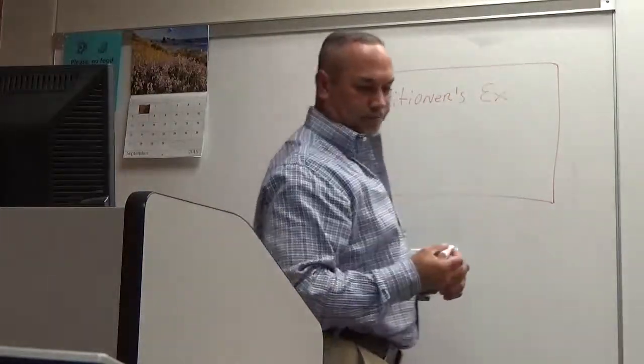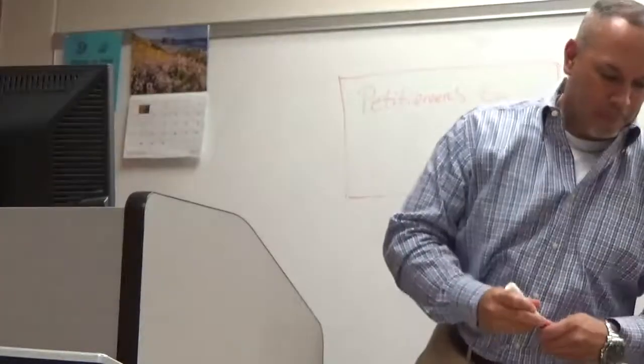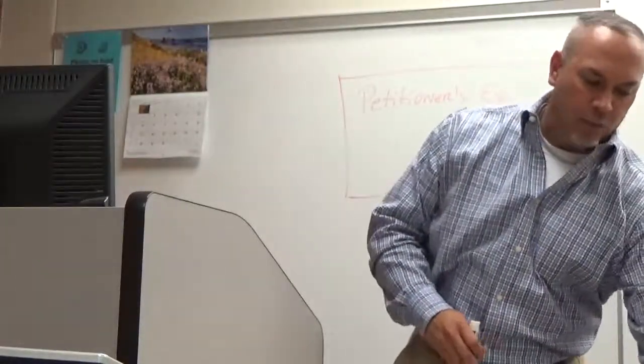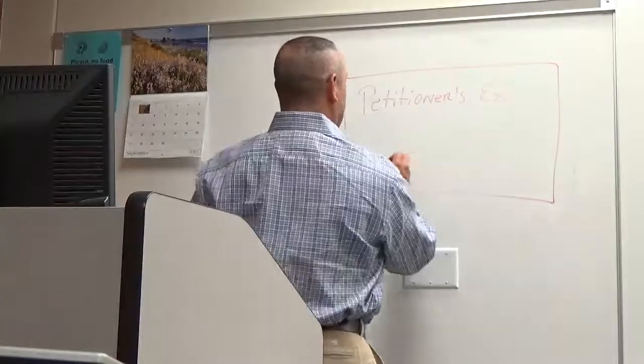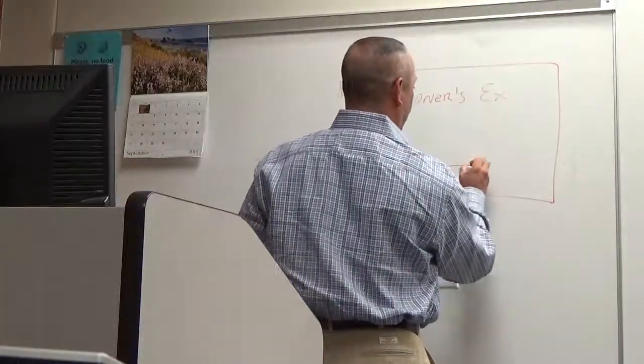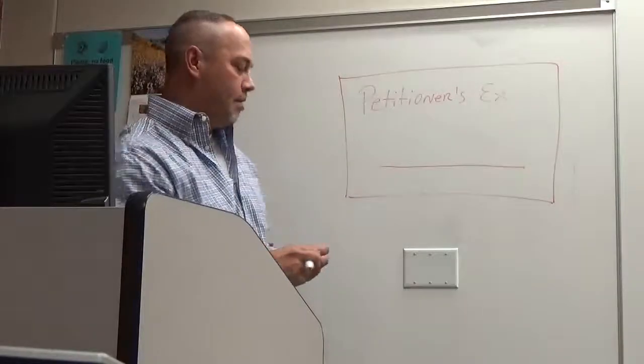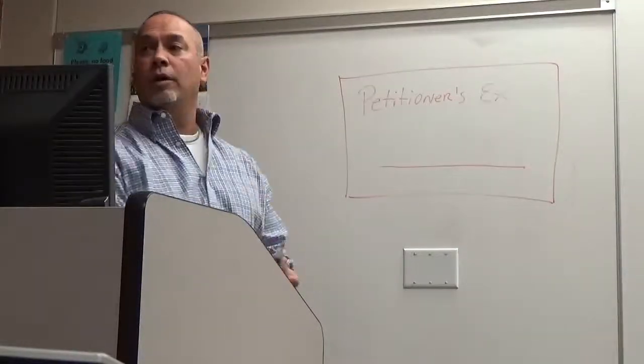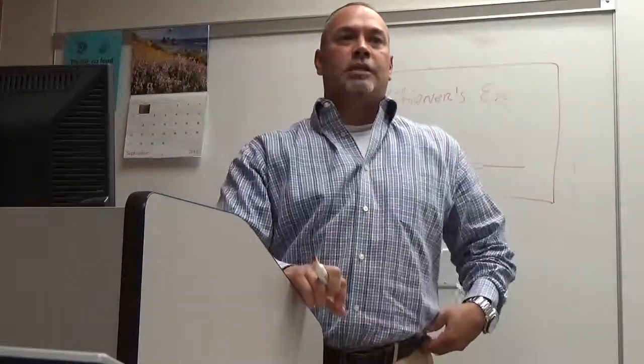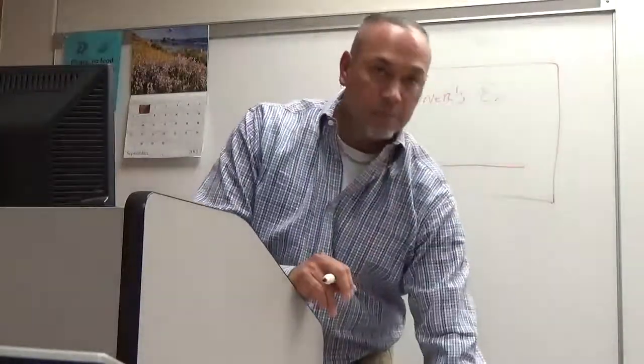Petitioner's exhibit. Okay? And the way that it looks is like this, and then it has a little line right here. Okay? Y'all see that, right? So it says, you know what, Judge, we want this marked as petitioner's exhibit number 1. Okay, so they bring it to you.